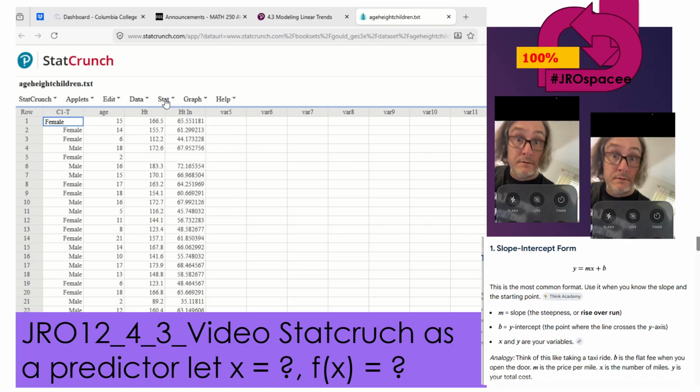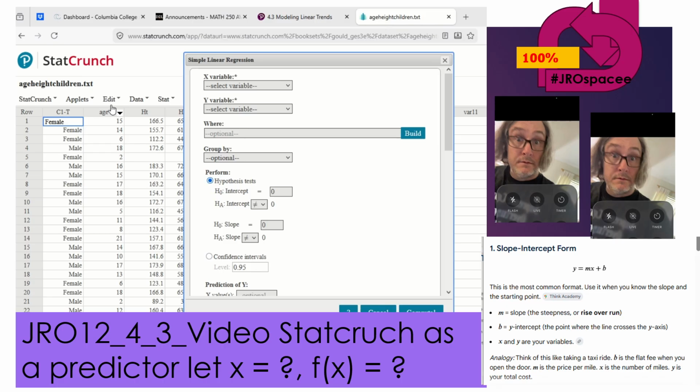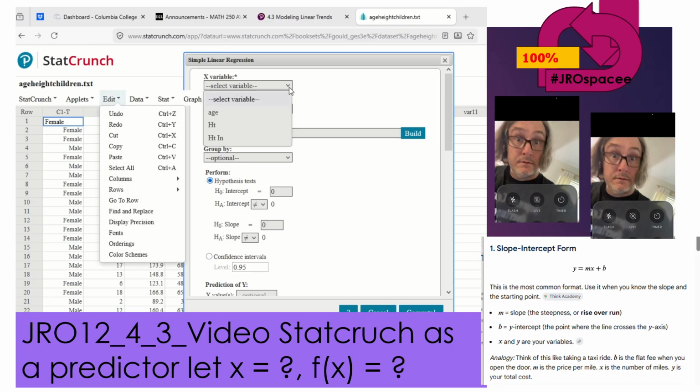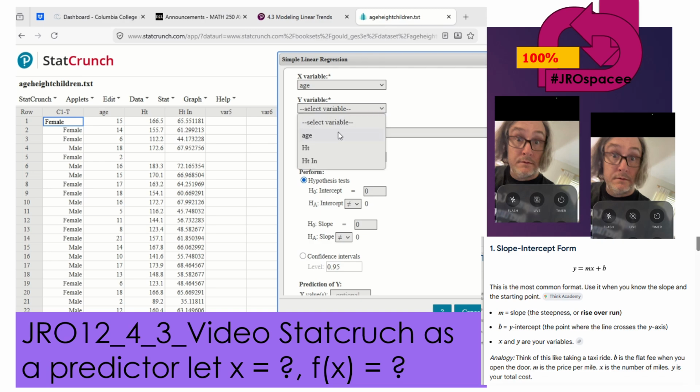So what we want to do is use the calculators. Remember, we're doing modeling, which is regression. We're doing simple linear regression. And let's let age be the predictor variable, or we would call it the independent variable x, because time keeps on marching, right? You can't stop the age. You can't stop the height either, but this is sort of dependent upon age. So now let's do the height in inches.